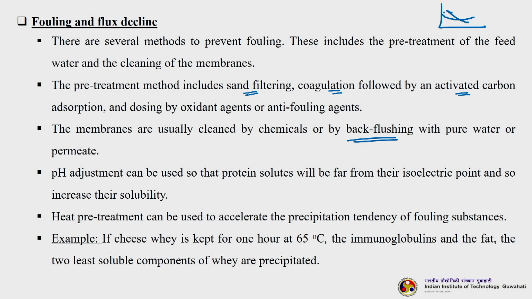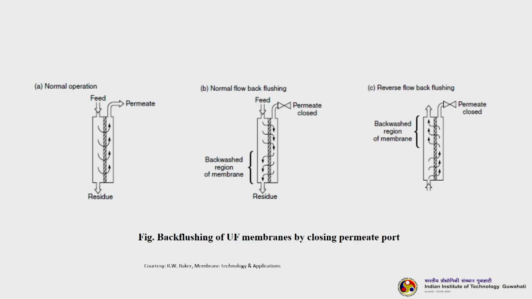For example, if cheese whey is kept for 1 hour at 65 degrees centigrade, the immunoglobulins and the fat, the two least soluble components of whey, are precipitated. And let us see the backflushing. We have never discussed backflushing in detail. Let us just try to understand how backflushing actually happens.